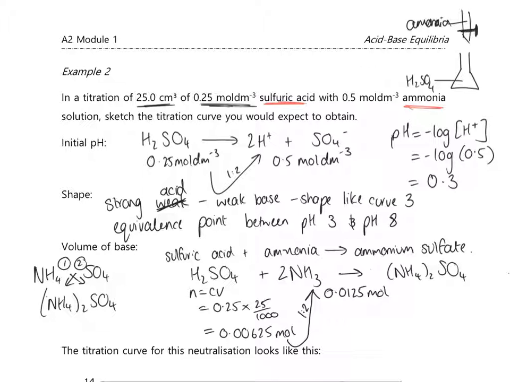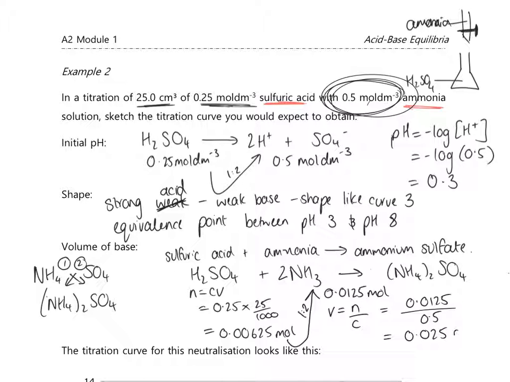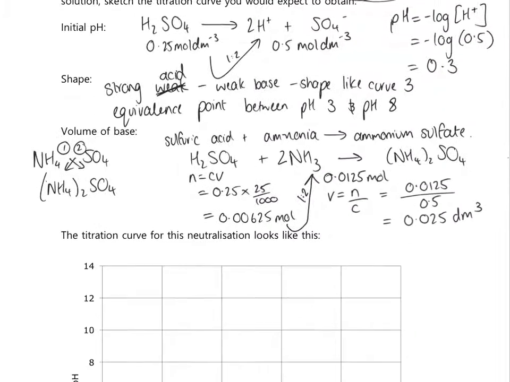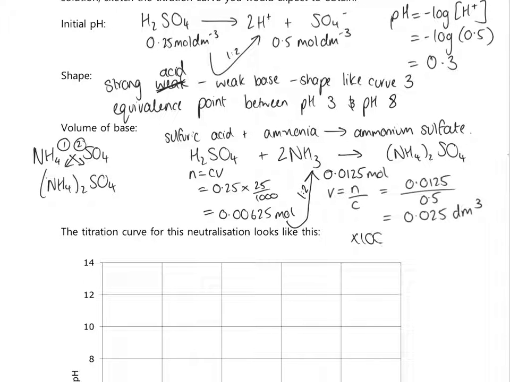Okay, and then I can work out the volume of ammonia. So I know where to put my equivalence point by doing number of moles over concentration. Number of moles is 0.0125. Concentration of my ammonia is 0.5 from the question, which is 0.025 decimeters cubed. Times that by 1,000 is 25 centimeters cubed. So what that tells me is the volume of base at which my equivalence point happens.